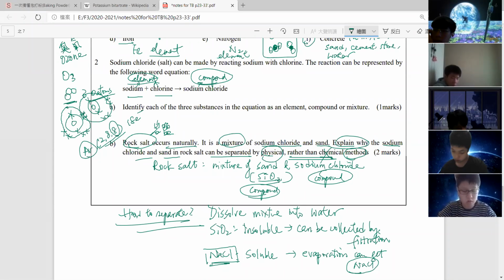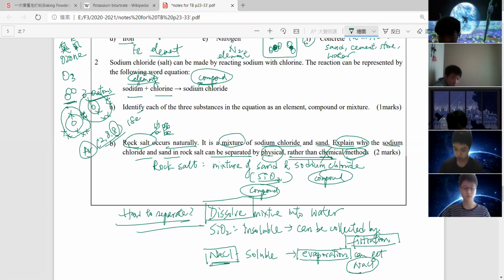Just like a salt field. They pour in some seawater and put it into a big pond and let the sunlight help speed up the evaporation of water, leaving behind the sea salt. Do you understand? So you may see dissolving, filtration, evaporation. All of those are just physical methods. Can you get my point? So you can separate it by physical methods.